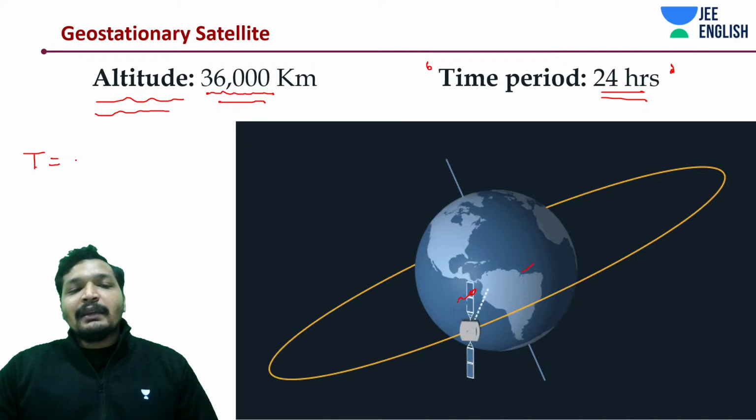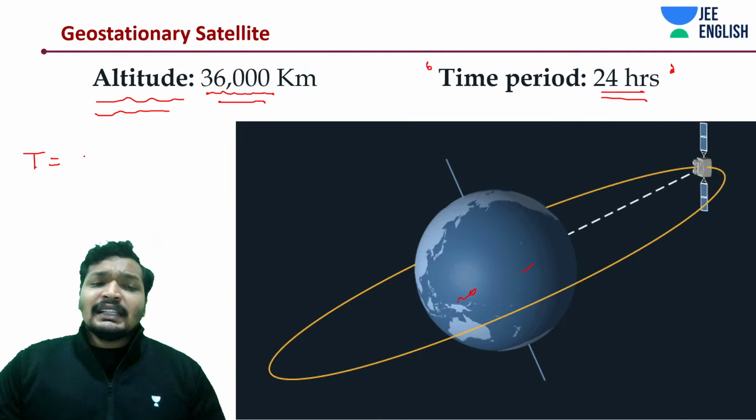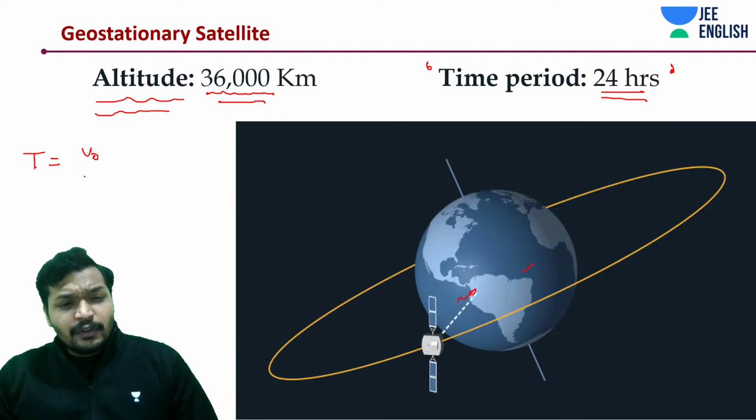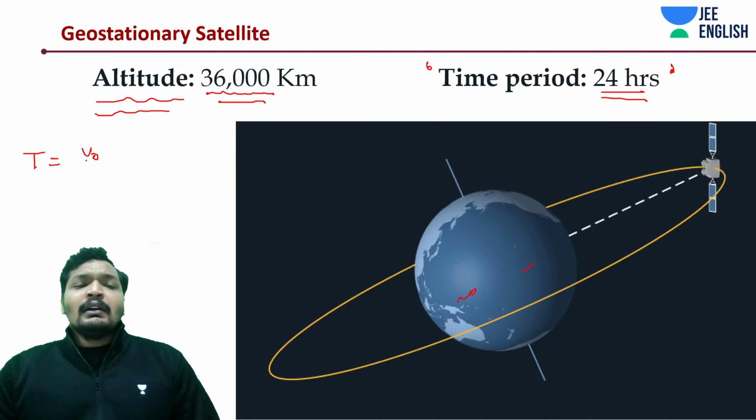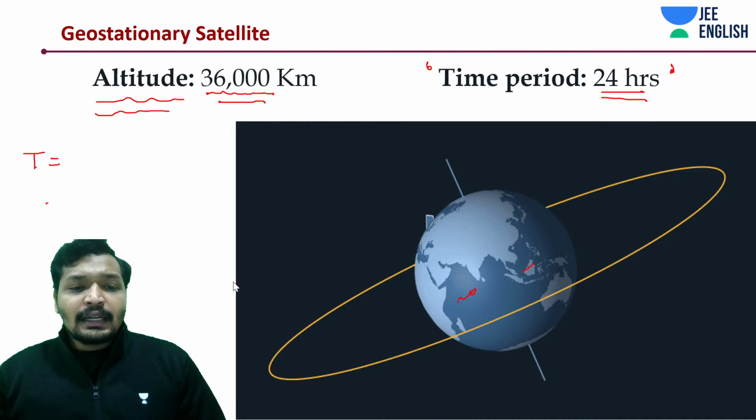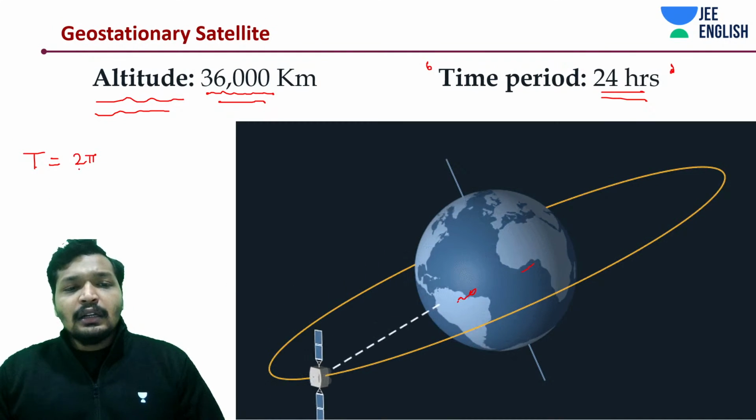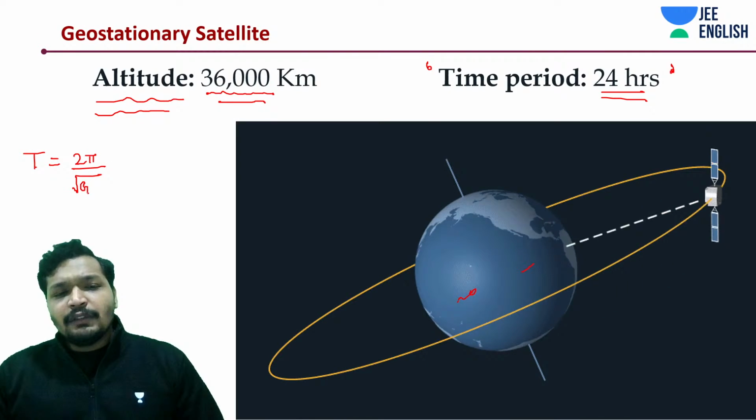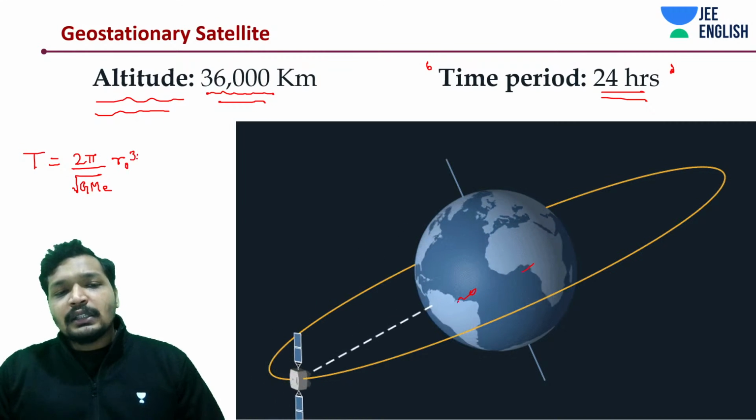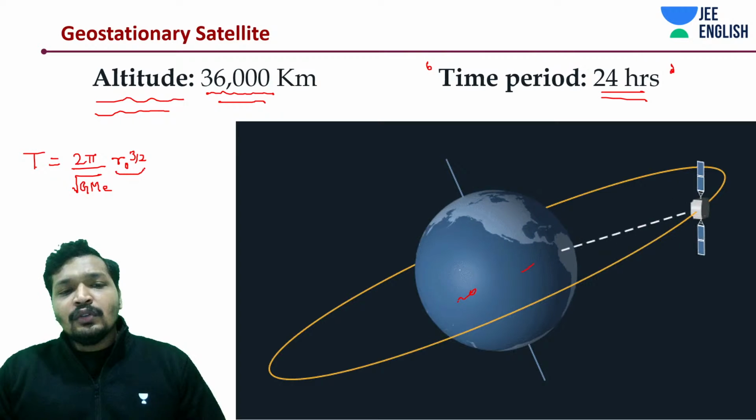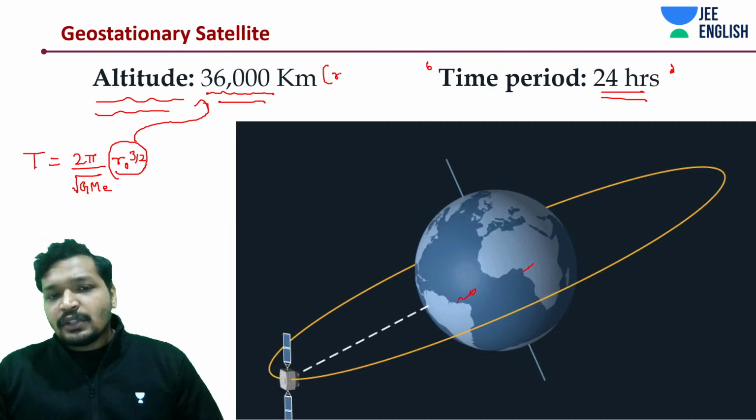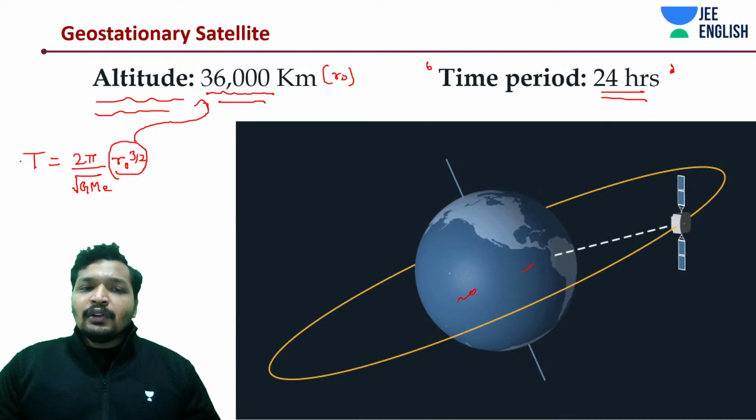Try this out as an exercise. If you are a JEE aspirant, or even a physics enthusiast, this is going to be helpful for you. Do try out how you calculate this time period. The time period is equal to 2 pi under root of r to the power 3 by 2 over GM of Earth, where r's value is 36,000 kilometers. Substitute this value and you'll see you get 24 hours.